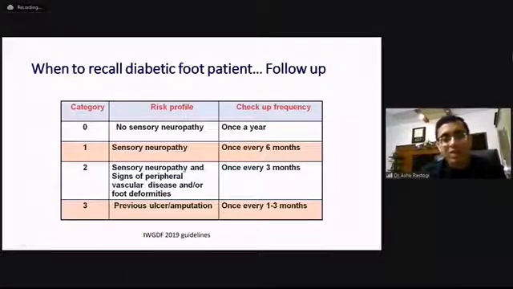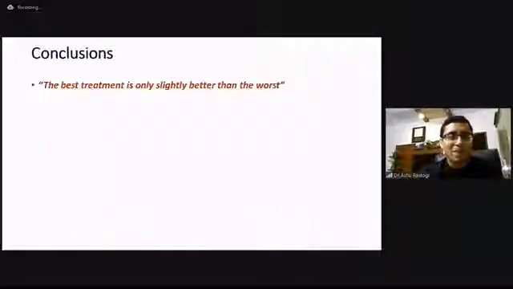If the patient has sensory neuropathy along with peripheral vascular disease or any kind of deformities, even a simple hallux valgus or a hammer toe, you should ask your patient to follow up every 3 months. And unfortunately, if a patient has a history of ulcer or even a simple digit amputation, you have to call your patients every 1 to 3 months and do a thorough neurological examination.